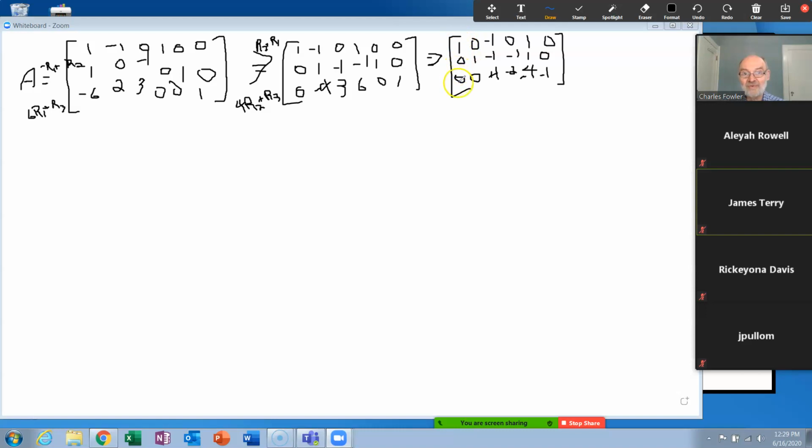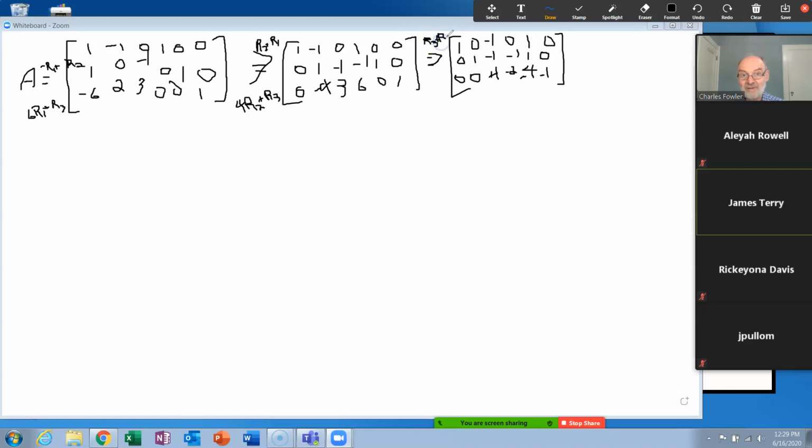We got 1 here, 0 below. 1 here, 0 above and below. Now we've got a plus 1 here. What do we want to happen? Zero's above it. How do we make that first negative 1 become a 0? Add it to row 3. Yeah, row 3 plus row 1.